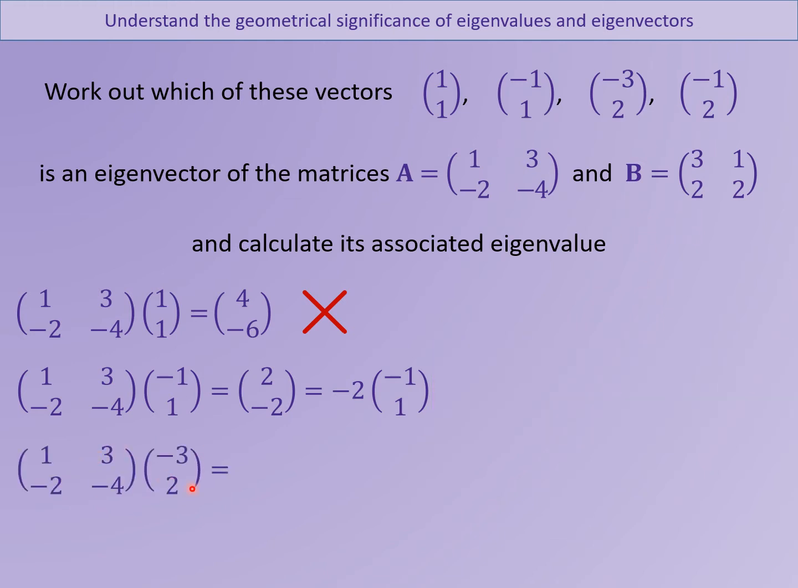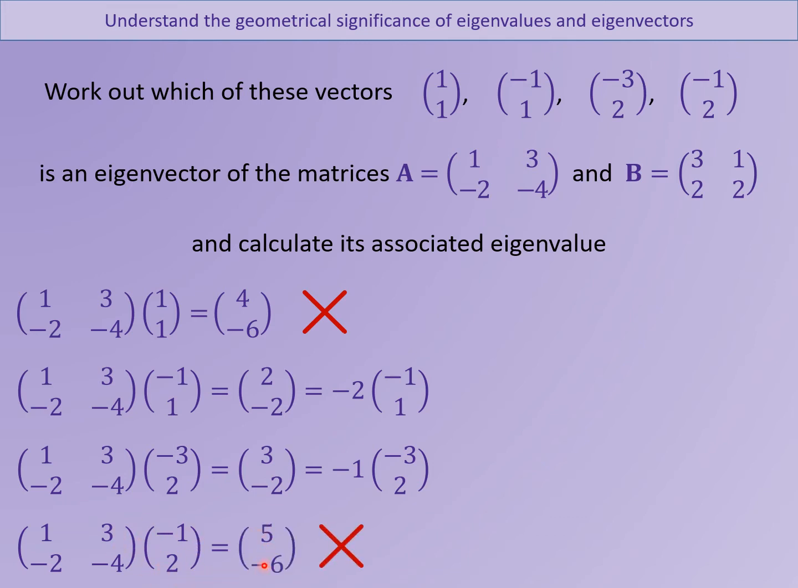Okay, so let's just quickly do the others. If I did that one times that one, I get 3, minus 2. I think we can clearly see they are very, very similar. Just to confirm, yes, minus 1 lot of it. So therefore, that is also an eigenvector of that. Whereas the last one is going to be minus 1, 2. That gets me 5, minus 6. And that is not a multiple. So therefore, it is not an eigenvector.